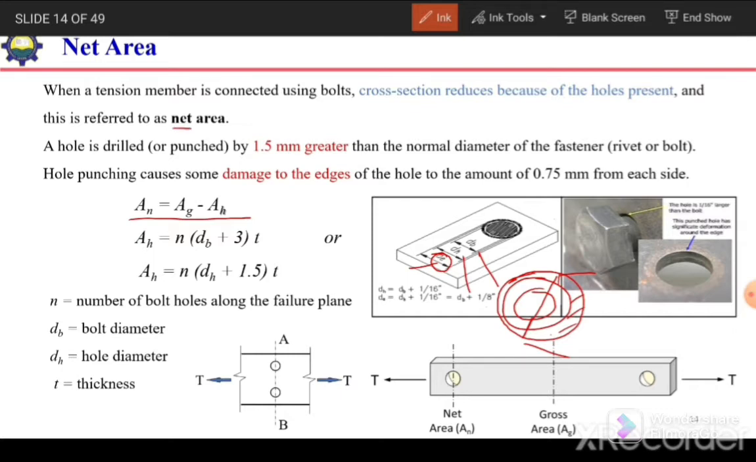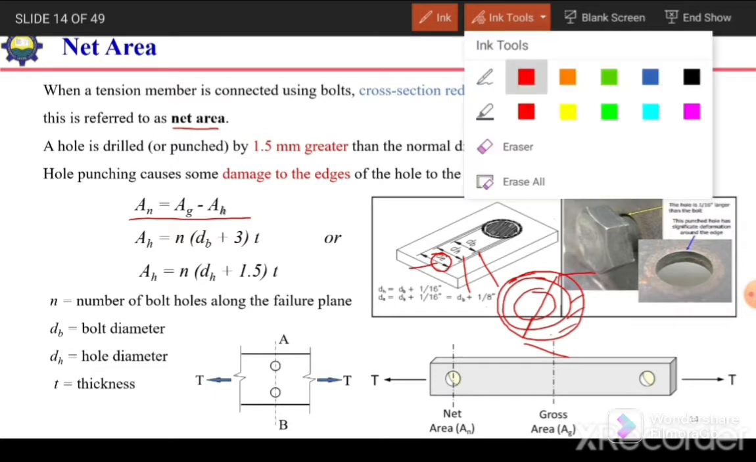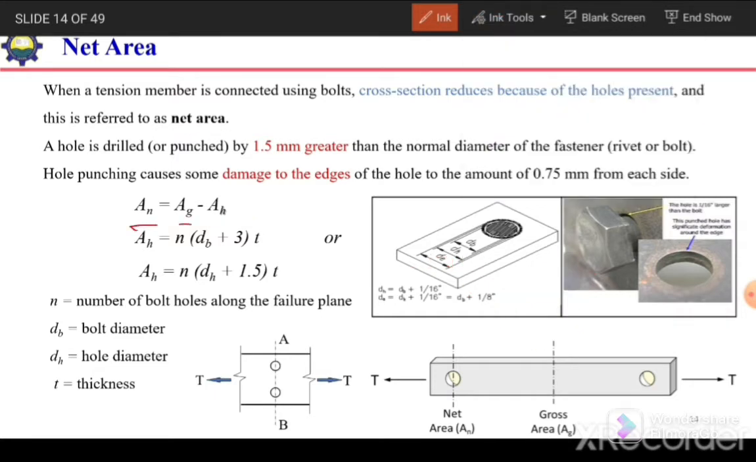Okay, to calculate the net area, we will subtract the area corresponding to this effective diameter of hole from the gross area. So AN is equal to AG minus AH, where AH is the area of hole. So area of hole is equal to N times diameter of bolt plus 3. Here, diameter of bolt plus 3 means the diameter of hole, that will be 1.5 millimeter or 2 millimeter larger than the diameter of bolt. So this will become the diameter of hole.